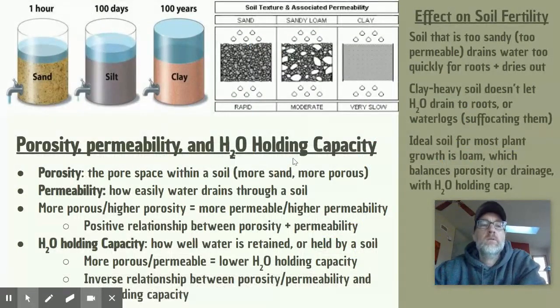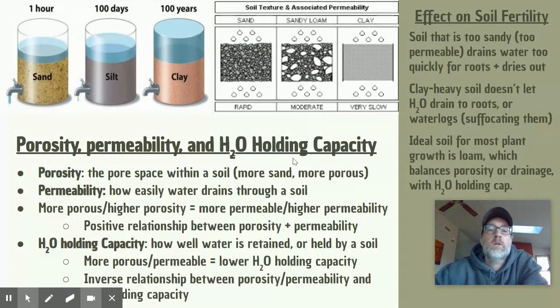So the next thing is porosity, permeability, and water holding capacity, which will influence a farmer's decisions and what he or she can grow there. Porosity is the pore spaces within the soil. The more sand, as I mentioned before, the more porous. Typically, the more permeable, the more water can pass through.